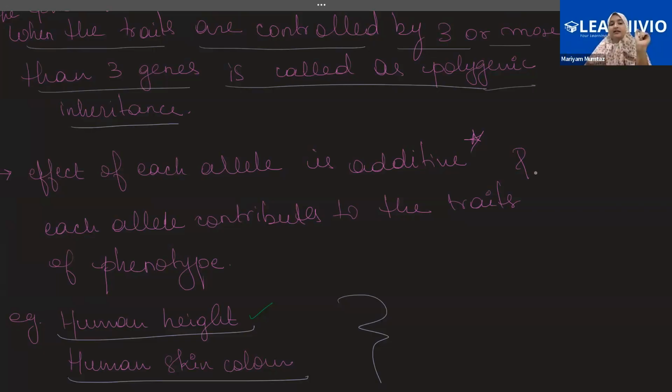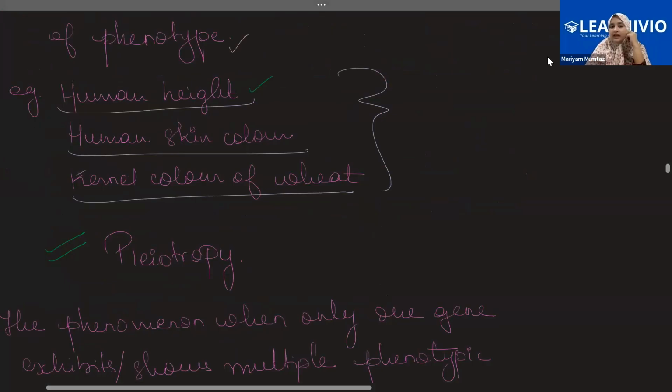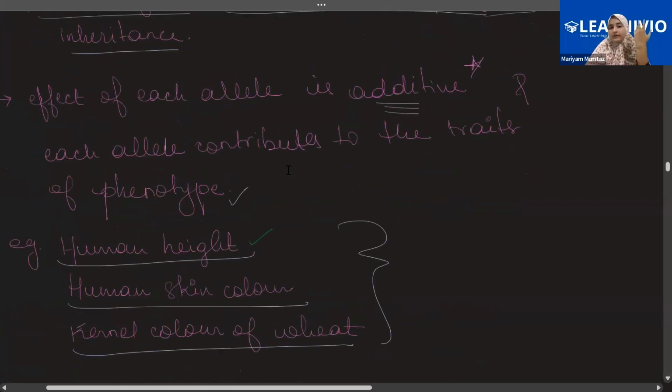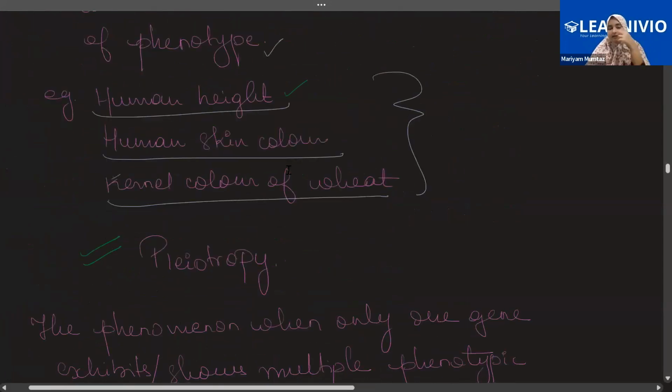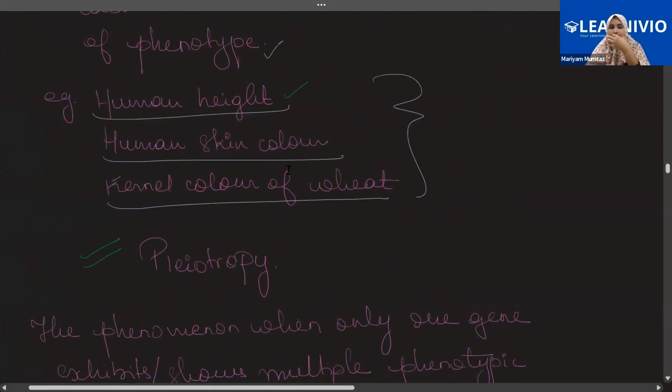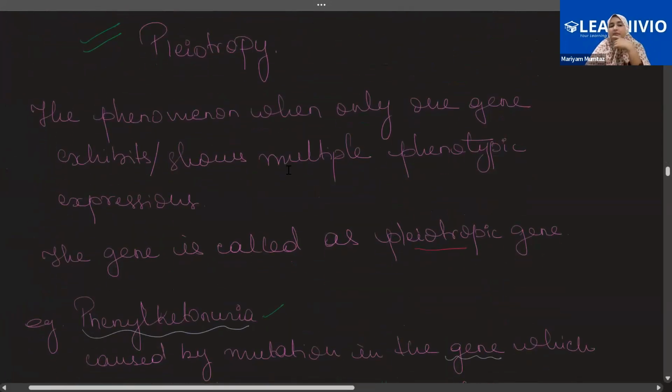So that is the reason why they say that the effect of each allele is additive in nature. It gets added up, and each allele contributes to the traits of the phenotype, such as human height, human skin color, and kernel color of the wheat seed color. That is also a result of polygenic inheritance. Clear? Yes, ma'am. Now comes pleiotropy.